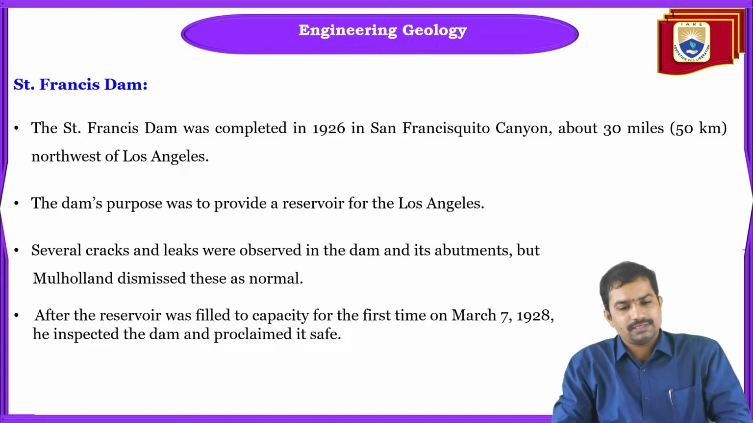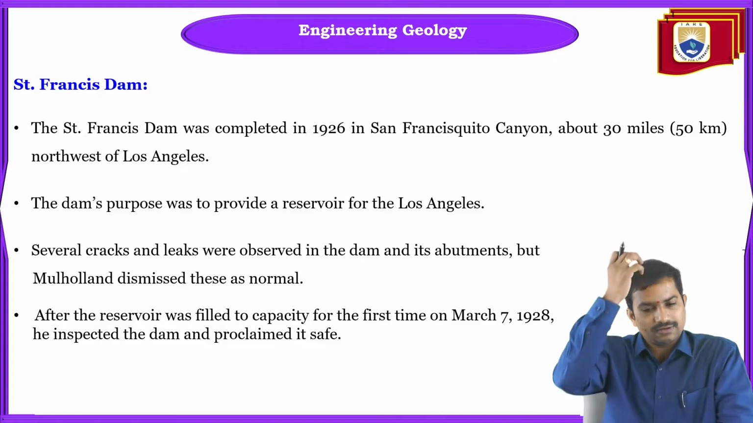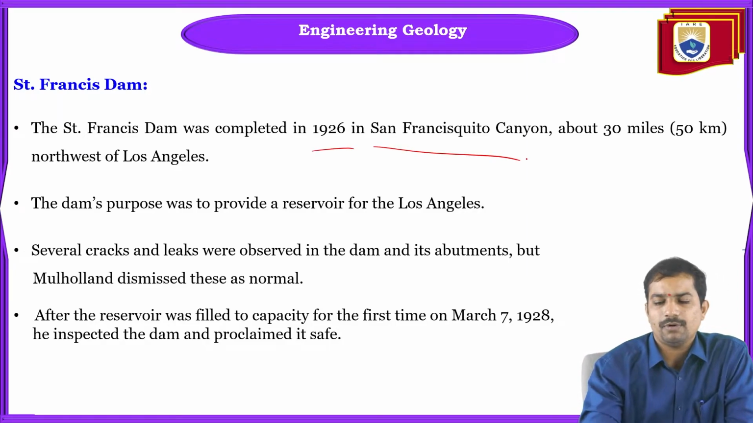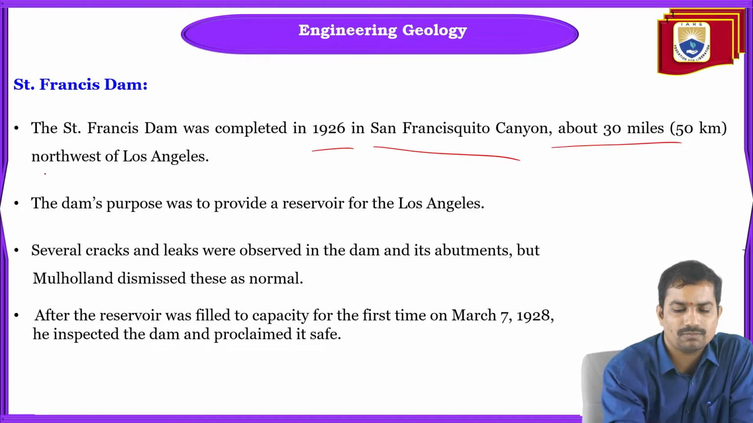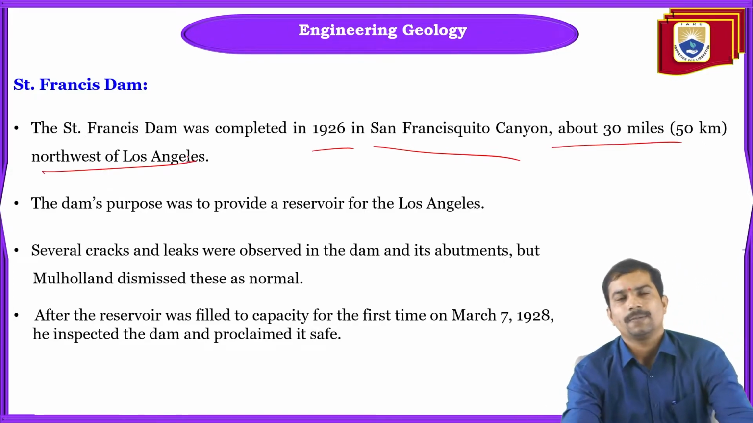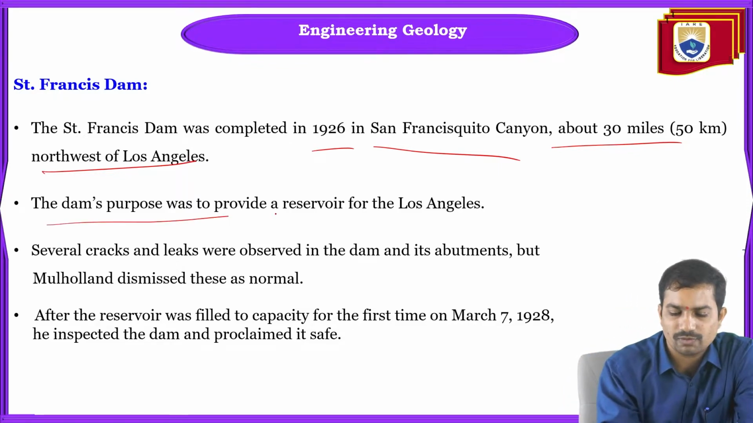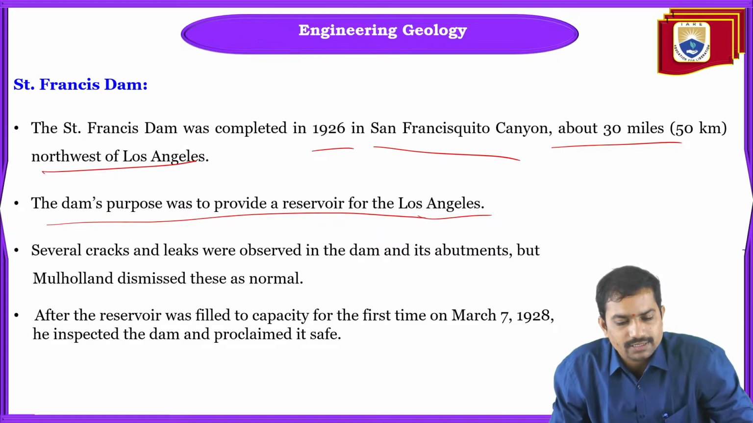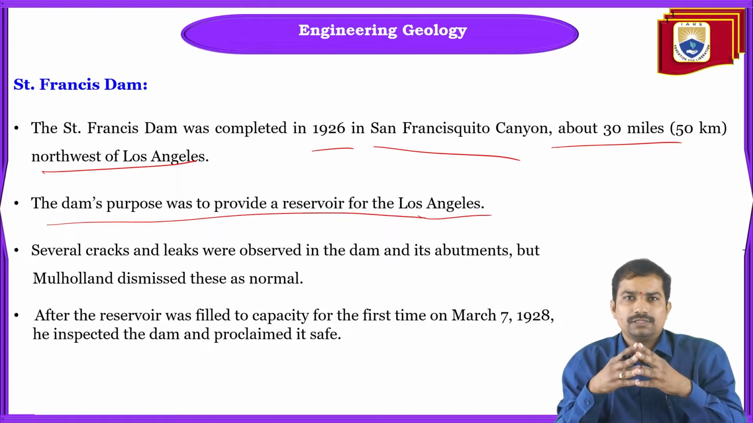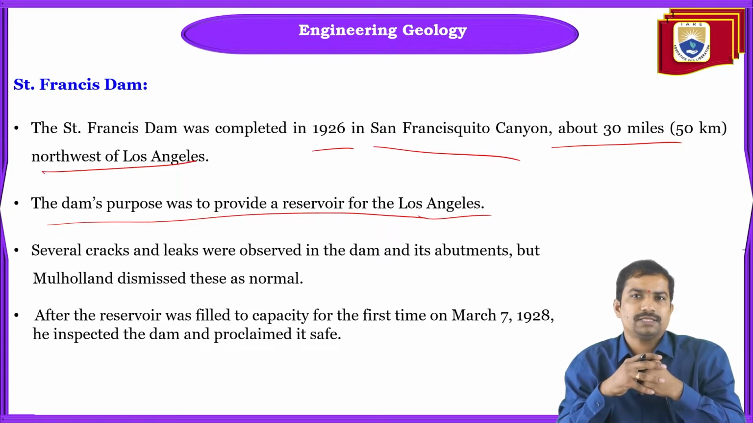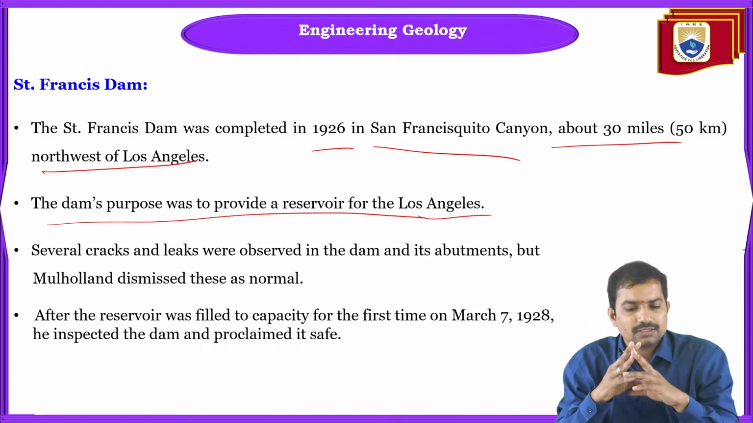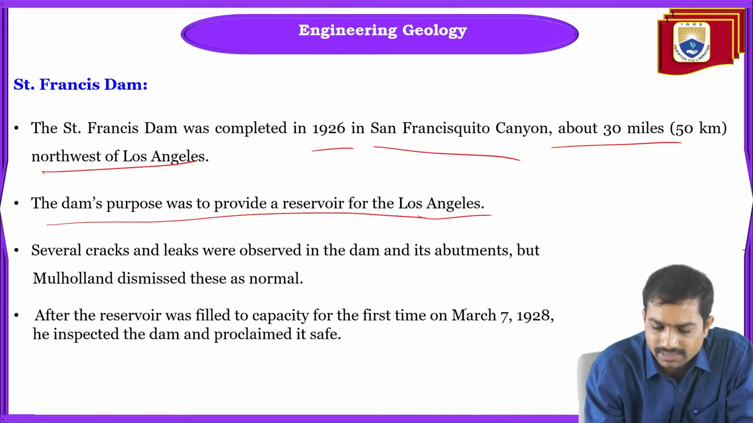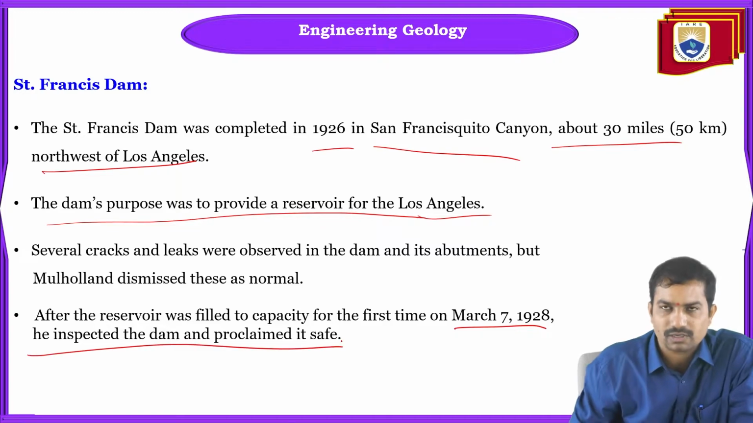The next classical example is the St. Francis Dam. The St. Francis Dam was completed in 1926 in California, about 30 miles, or 50 kilometers, northwest of Los Angeles. The dam's purpose was to provide a reservoir for Los Angeles. Several cracks and leaks were observed on its abutments, but engineer Mulholland dismissed them as normal. After the reservoir was filled to full capacity for the first time, on March 7, 1928, he inspected it and the dam was proclaimed safe.